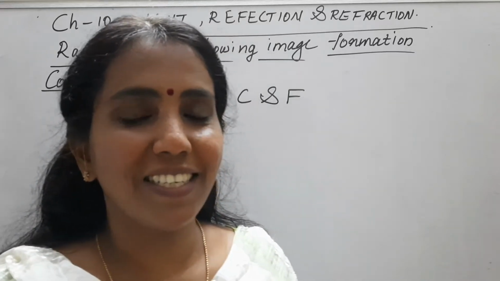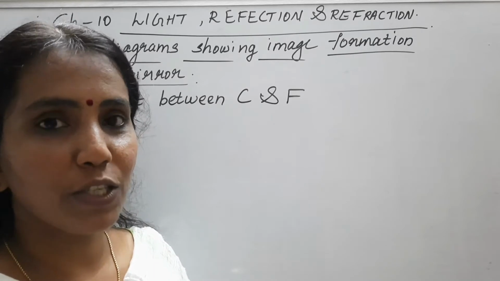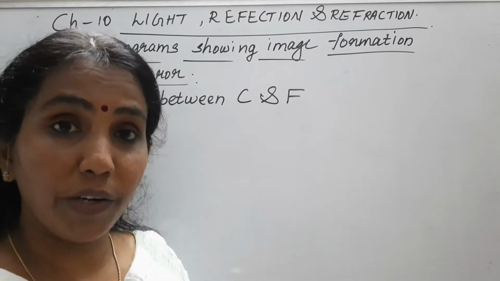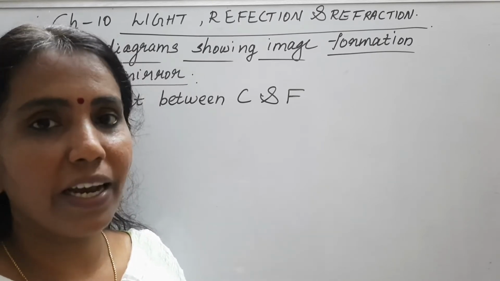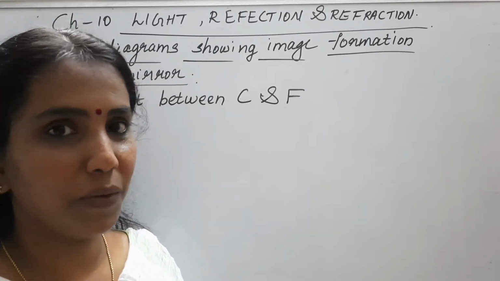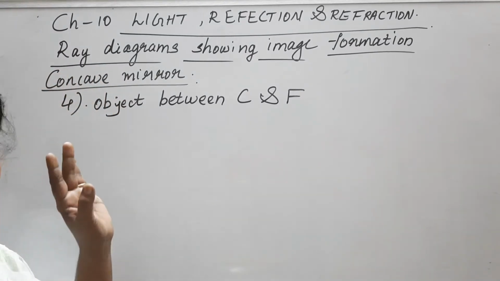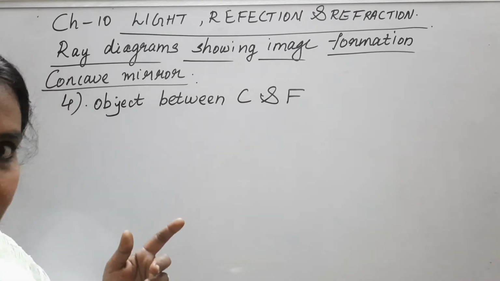Welcome to today's session. We are continuing with the ray diagrams showing image formation in the case of concave mirror. Three diagrams we already discussed previous day. Now the rest of the three diagrams we'll discuss today. Now we discuss the fourth case, that is when the object is kept between C and F.